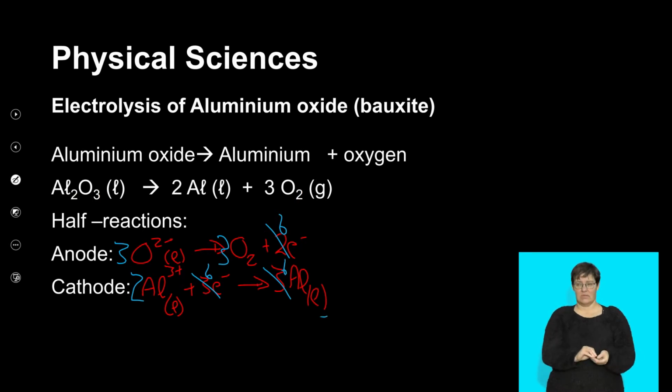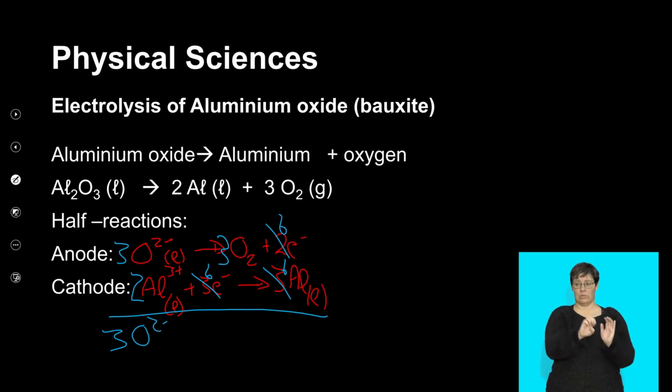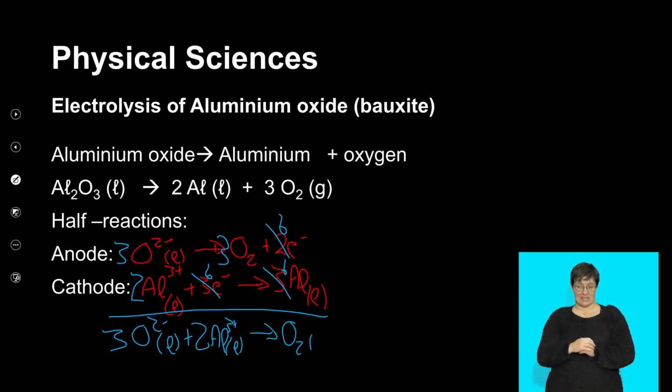And now we can add them together and we get 3 oxide ions, which were in their liquid form, plus 2 aluminiums in their ionic form that were liquid. And that's going to give us oxygen gas plus 6 lots of aluminium. Well, that's quite productive. And it's quite interesting that that gets going.